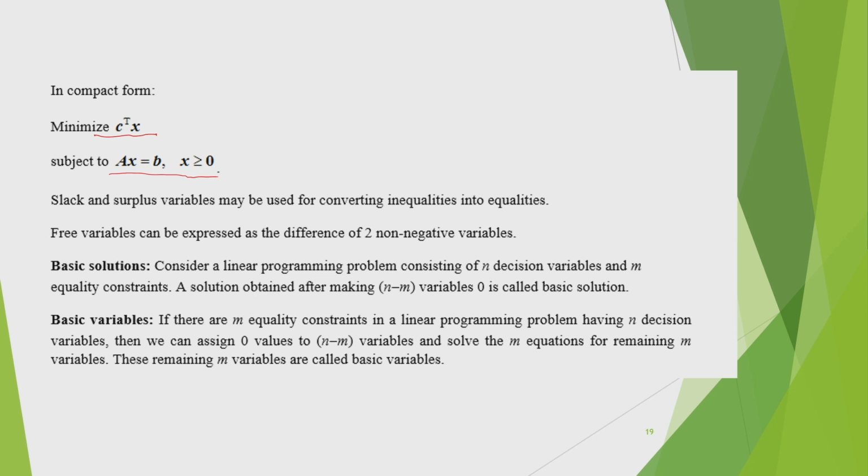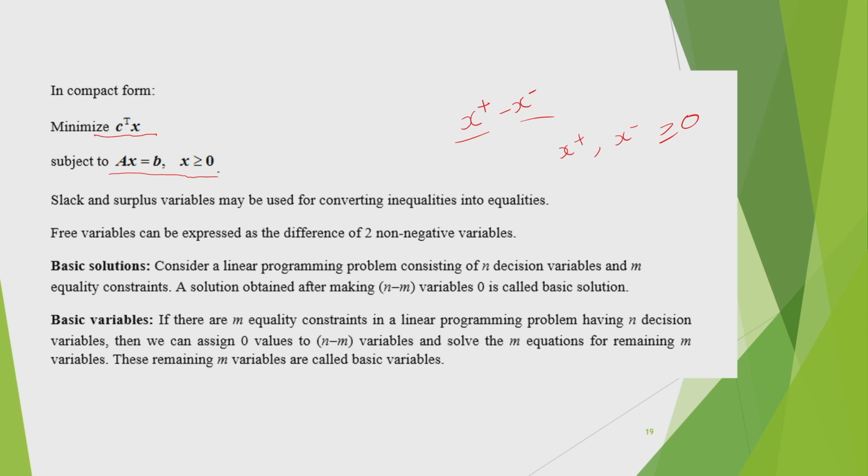We can also define that free variables can be expressed as the difference of two non-negative variables, because in standard form I want x to be greater than or equal to 0. So if I have no restriction, I can express that variable as x plus minus x minus. That means it can be considered as the difference of two positive quantities. Any negative number can be represented as the difference of two positive quantities, and then we put a restriction that x plus and x minus are both greater than or equal to 0. That way we can do that.